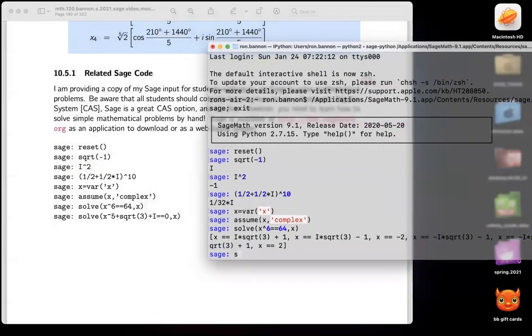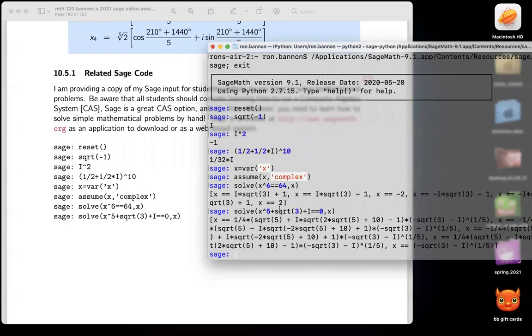Let's type the next one in, solve. X to the 5th power plus the square root of 3 plus I is equal to 0. That's an equation. A double equal sign is indicating an equation, not an assignment. There's a difference between the two.